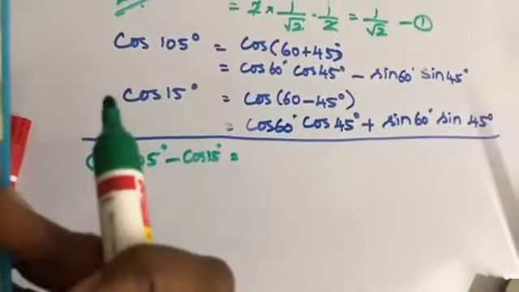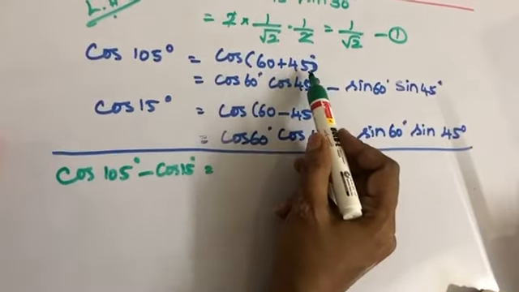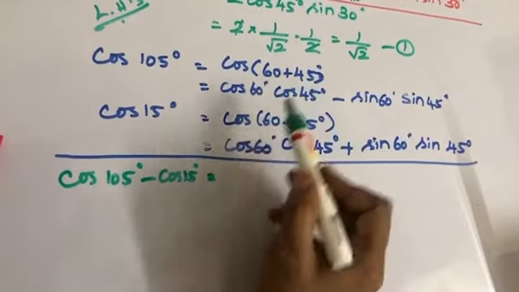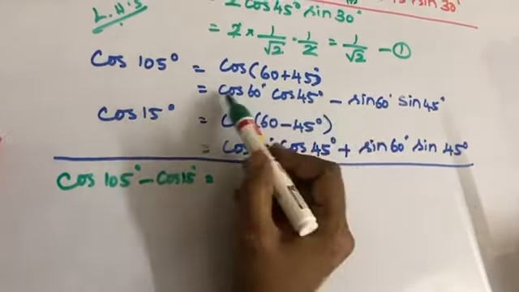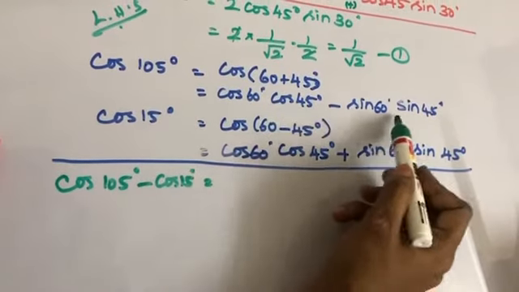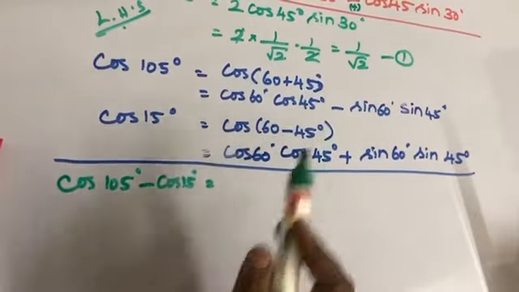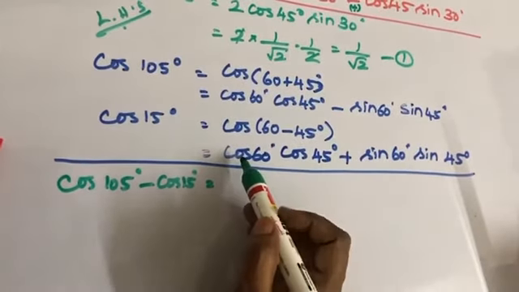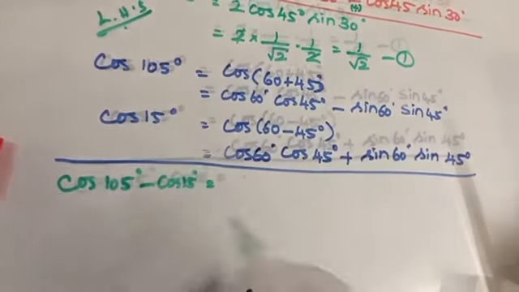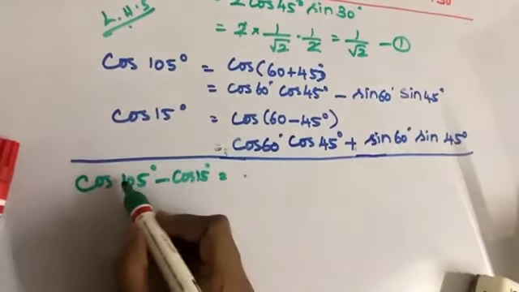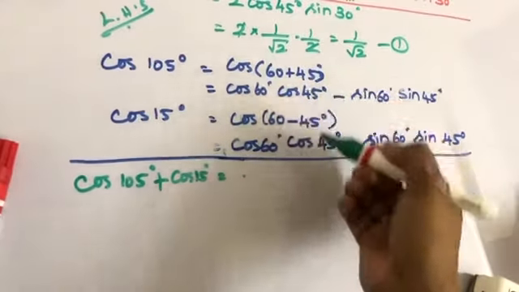So, cos 105, that is cos 60 plus 45, is in the form cos A plus B. So cos A cos B minus sin A sin B. That is cos 60 cos 45 minus sin 60 sin 45. Cos 15 can be written as cos 60 minus 45 and its expansion is cos 60 cos 45 plus sin 60 sin 45. Now we have to find cos 105 plus cos 15 degree. So we have to add these two.